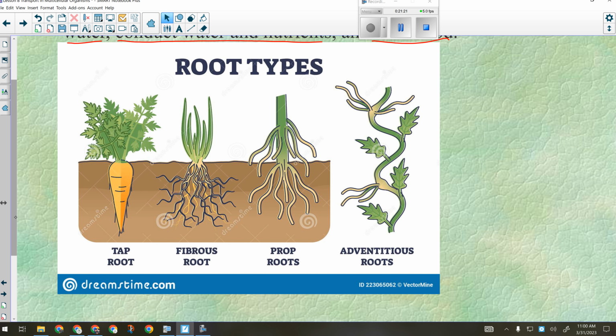Fibrous roots are like what grass would have. It doesn't have a single long root, it's just got roots that go everywhere. Most grasses, so that would be all of our crops, grain and things like that, have fibrous root systems. Prop roots are ones that can actually be above the ground as well as below. Some trees in the tropical rainforest have prop roots that are above the ground, and they help prop up the plant during flooding, keeping it from tipping over or being washed away. It also allows them to absorb oxygen when their roots are submerged.